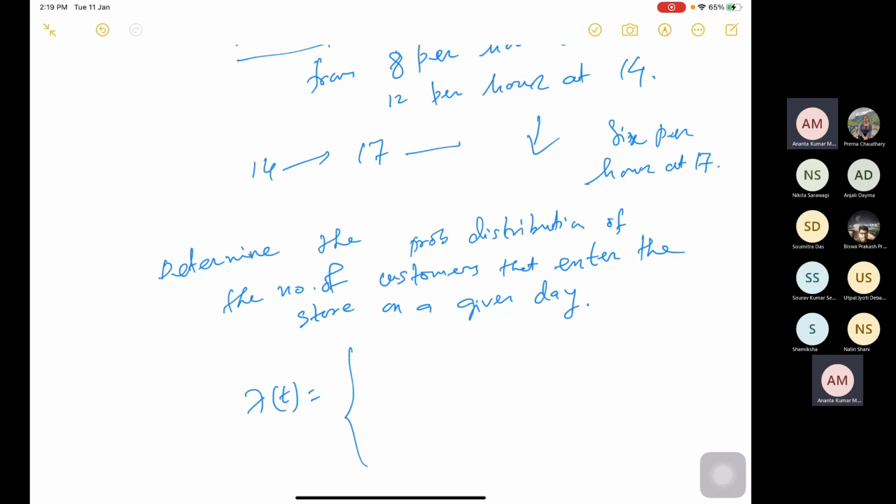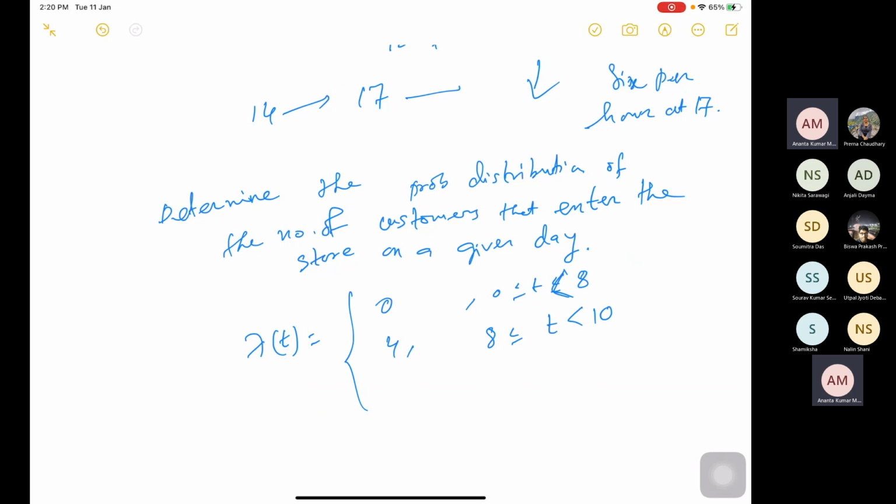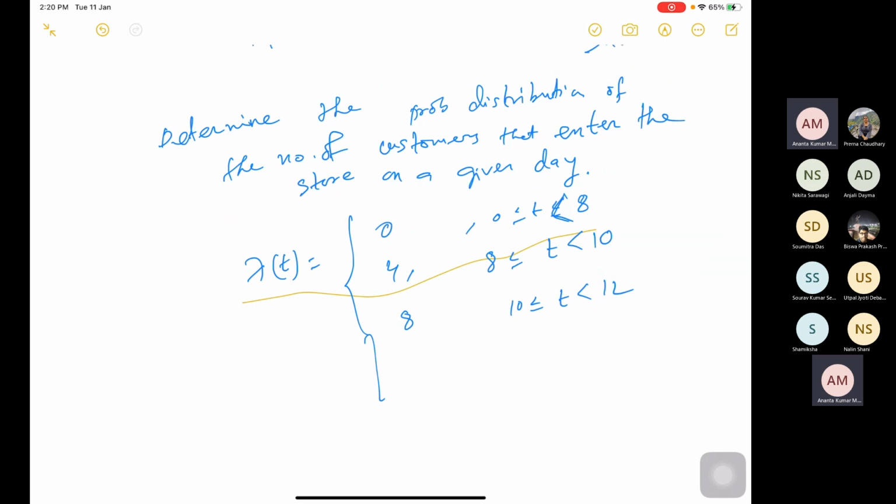So you see that up to 8 a.m., the store opens at 8 a.m., that means I can think of lambda t is equal to 0 for 0 less than or equal to t less than 8, because per hour actually I am looking for, and then it is 4 whenever 8 to 10, is it not? So this is t less than 8, 8 less than or equal to t less than 10, it is 4, and then from 10 to 12, and now what it says is that from 12 to 2 it steadily increases. So I can think of this as my at plus b form.